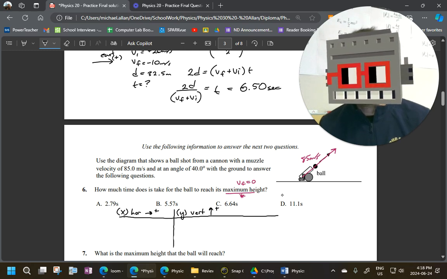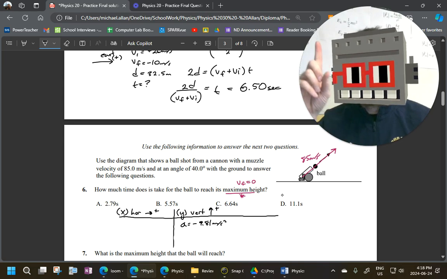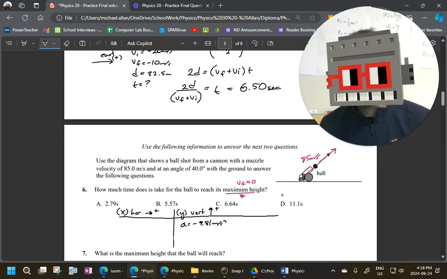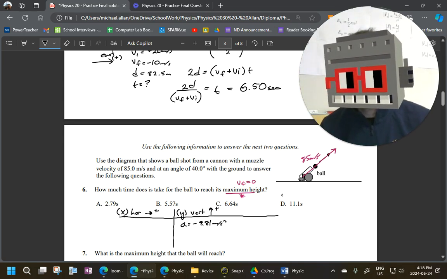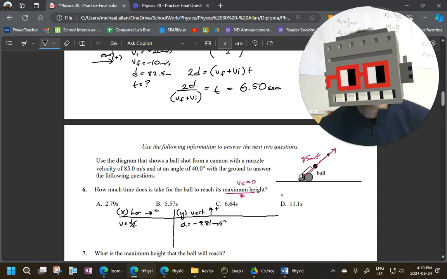So in the vertical direction, we have a few things that we know. We know that the acceleration is going to be negative 9.81 meters per second squared. If I say up is positive, acceleration is down. Horizontally, there is no acceleration. The only thing I'm allowed to do here is talk about v is equal to d over t. If there's no acceleration, that's the formula I have to use.